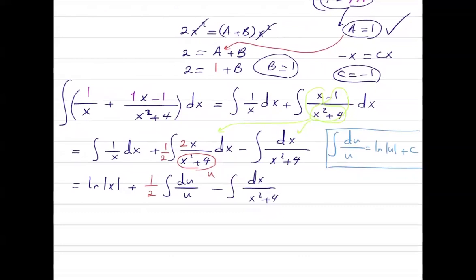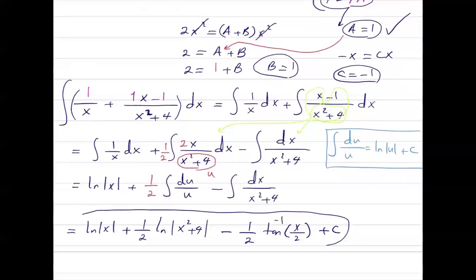So let us continue. We get ln of the absolute value of x plus a half ln of the absolute value of u, but u is x squared plus 4, minus a half inverse tangent of x divided by 2 plus a constant of integration.